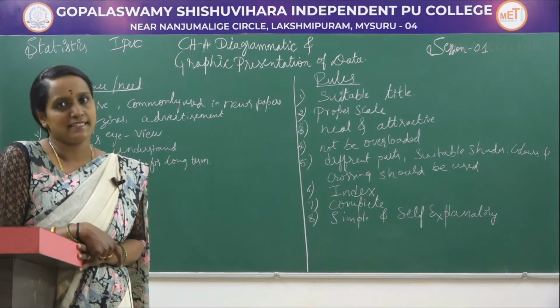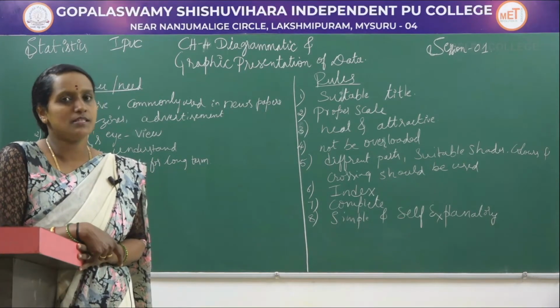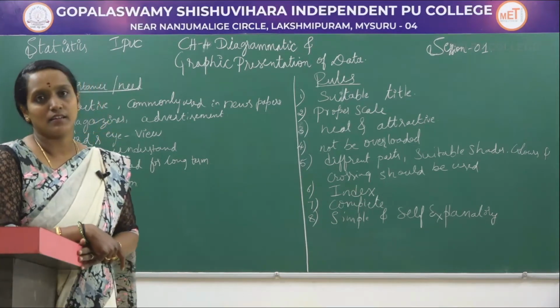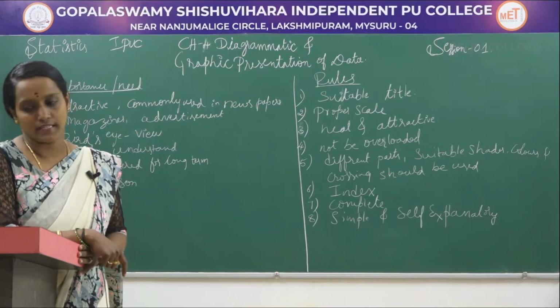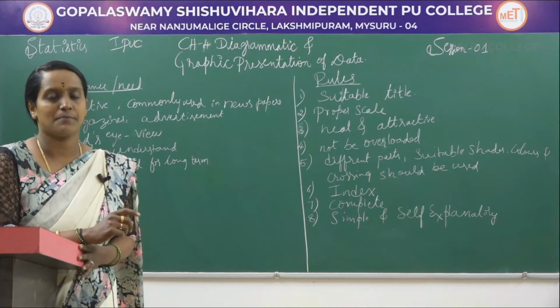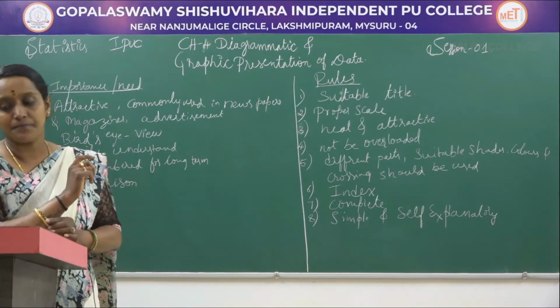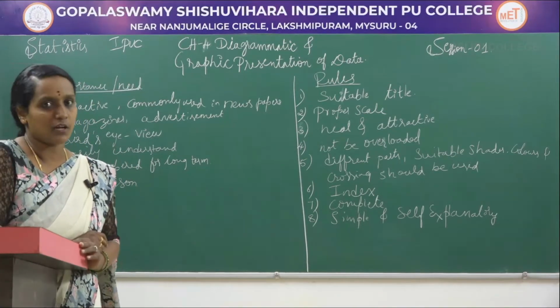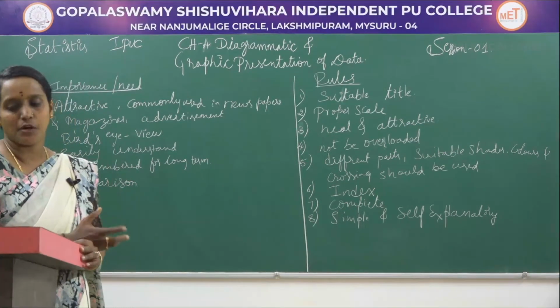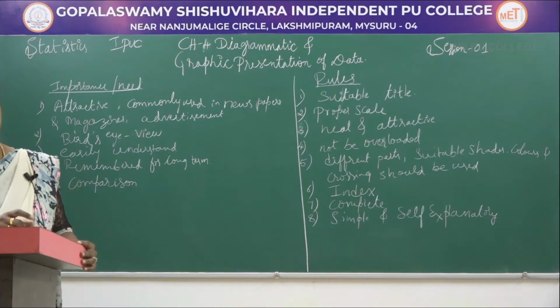Today we are moving to the next chapter in your first PU syllabus, that is the fourth chapter, diagrammatic and graphical representation of data. How to represent the data after tabulation, how to represent the data using graphs, that we are going to study in this chapter. First we will see what we mean by diagrams and graphs.